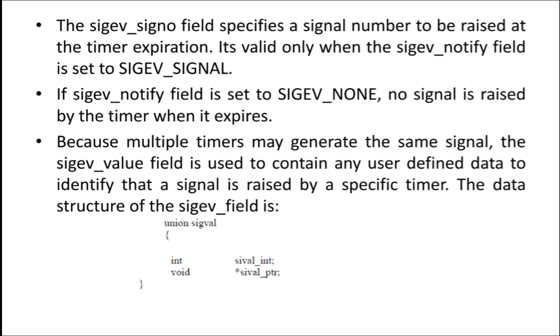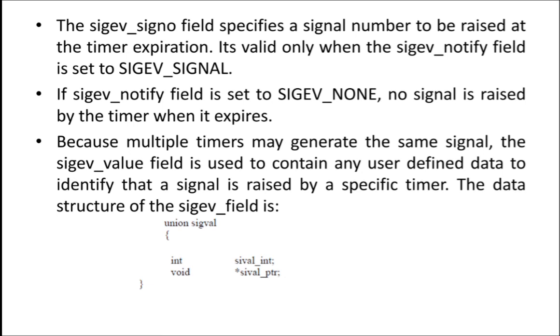The user can specify his own data, thereby I can identify which signal is for which timer. I can include my own particular user-defined data, and based on that I can identify the signal. Hope you are understanding. So you can see there that value.